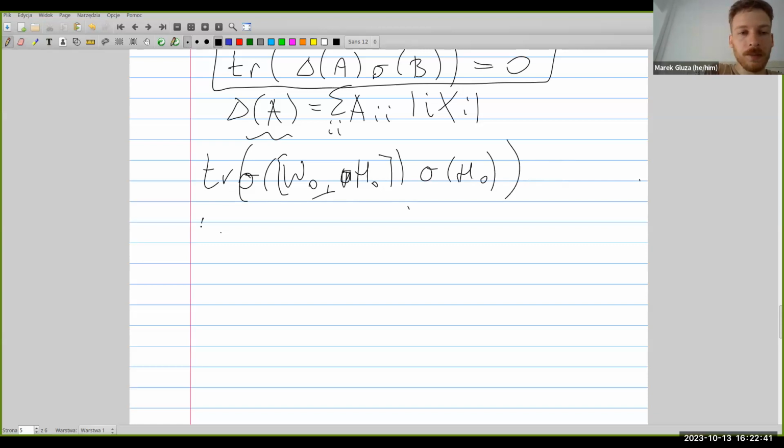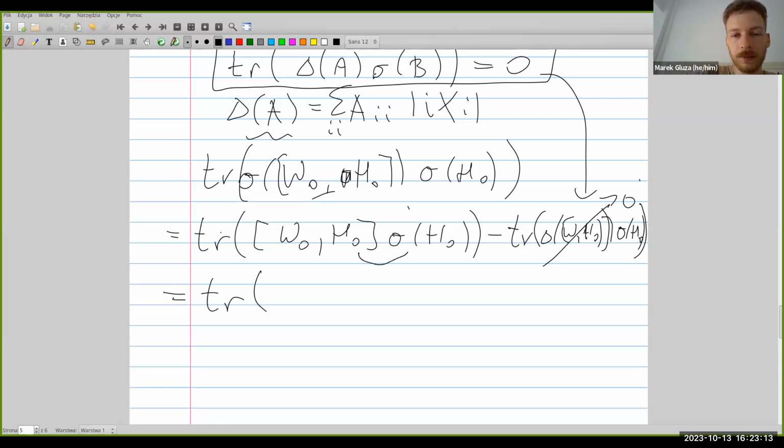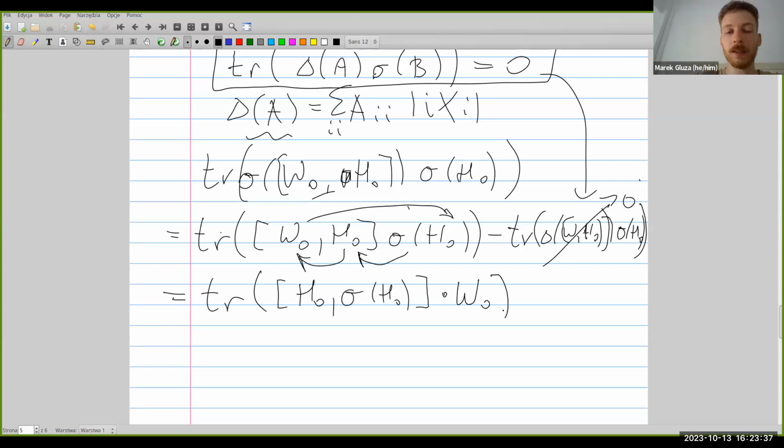This one we will keep, which means this is trace of the bracket as it is, H0 times sigma of H0, minus trace of delta of this bracket W0 H0 times sigma of H0. And this is what I was explaining here. This is zero. And now the last thing is that we have some trace cyclicity here. So that I can move this one here, I can move this one here, and then I move this one here. And I will prove in 1 second why this is true. H0, sigma H of zero, like that, and then times W0, whatever that bracket was.